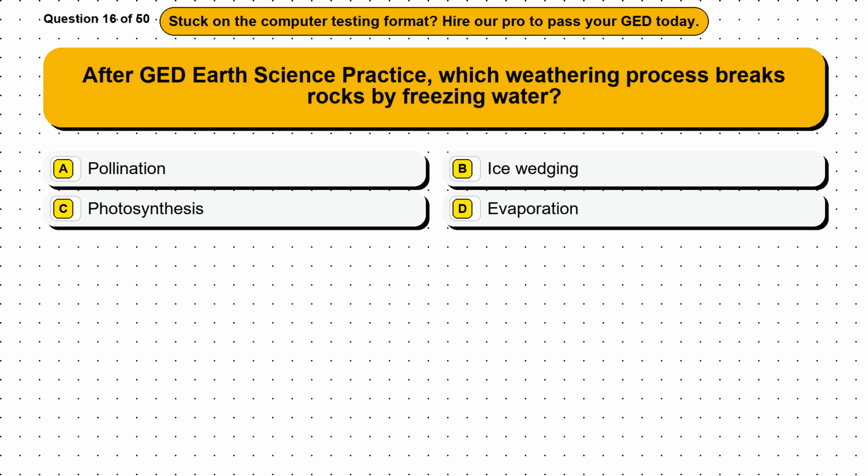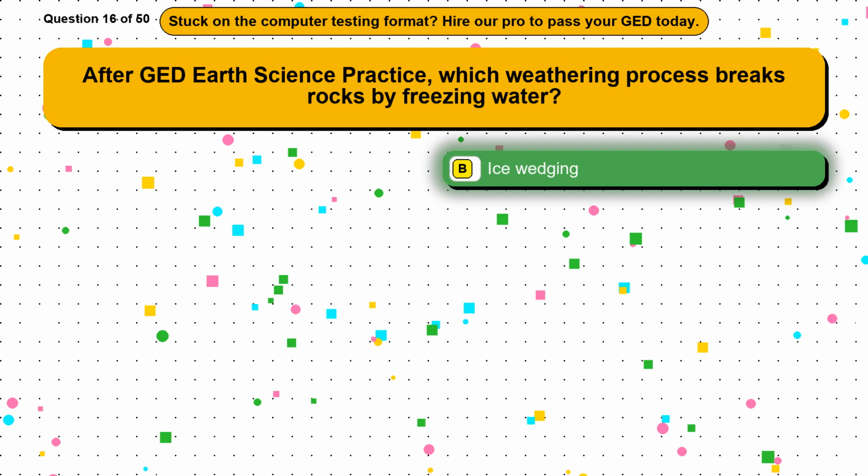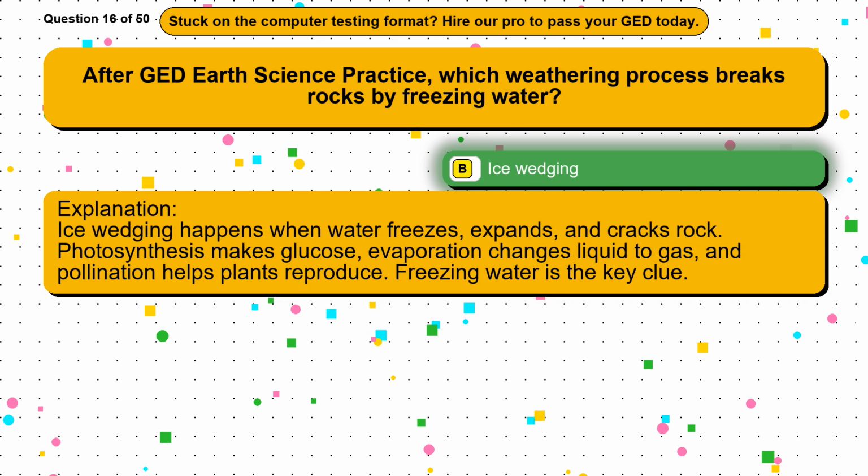Question 16. After GED Earth Science Practice, which weathering process breaks rocks by freezing water? Option A. Pollination. Option B. Ice wedging. Option C. Photosynthesis. Option D. Evaporation. The correct answer is option B. Ice wedging. Ice wedging happens when water freezes, expands, and cracks rock. Photosynthesis makes glucose, evaporation changes liquid to gas, and pollination helps plants reproduce. Freezing water is the key clue.